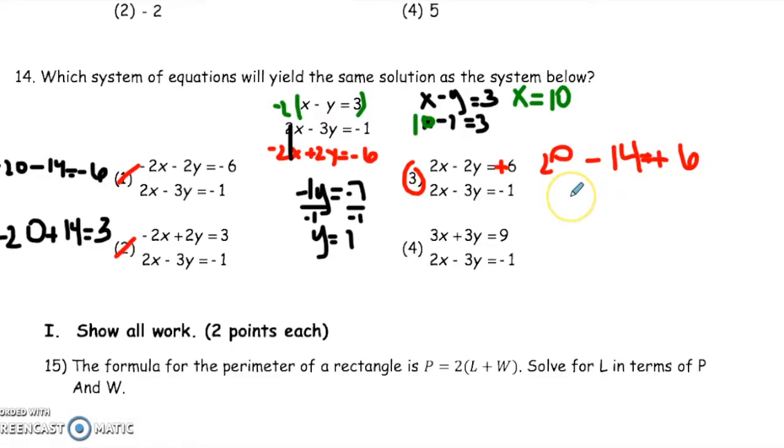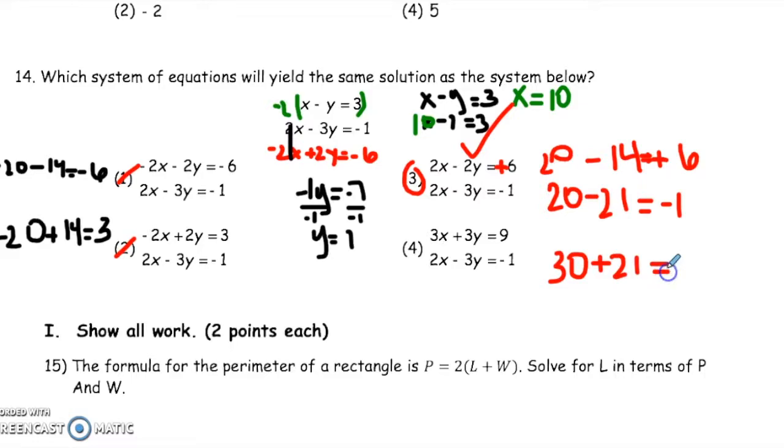And then here, 2 times x, so that's 20, minus 3 times 7, minus 21, that is equal to negative 1. So that would work for both. This one down here, 3x plus 3y, so that would be 30 plus 21, is not equal to 9. So you have to make that change here. There should be positive 6 here. All right? So it works for both.